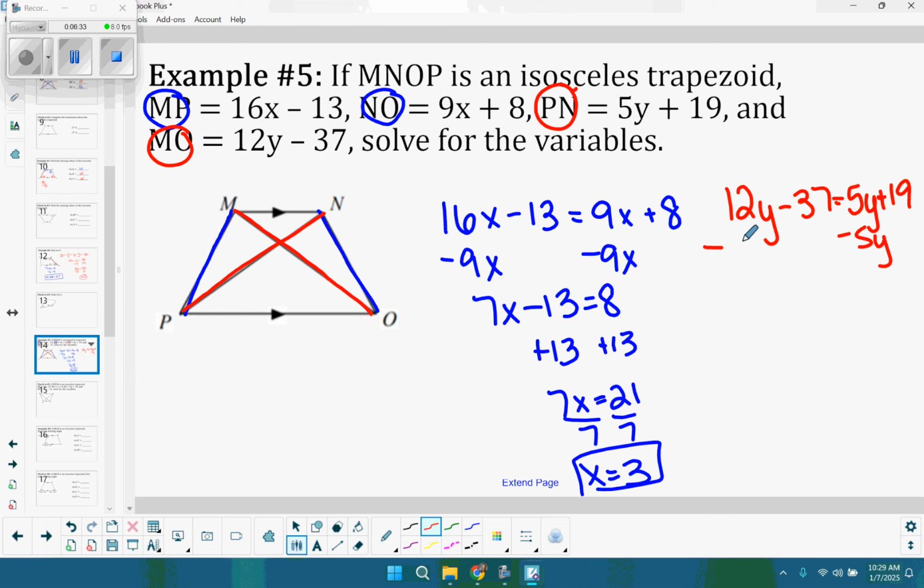So we'll get rid of our 5y. So 7y minus 37 equals 19. We'll add our 37. So 7y equals 56. And we'll divide by 7, so y equals 8.